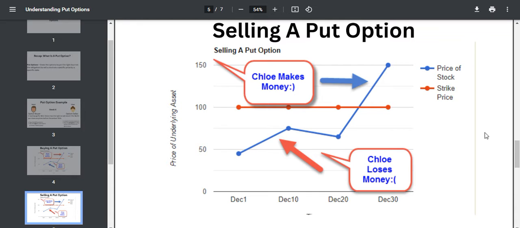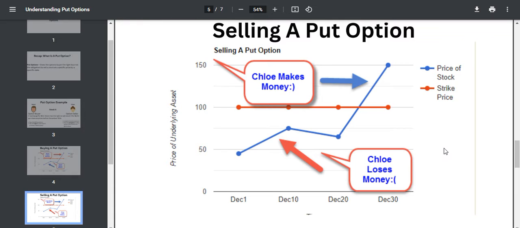And then basically Chloe walks away with $15 in her pocket. Winner, winner, chicken dinner for Chloe. But obviously, if the trade goes against her and StockX falls below $100, which is the strike price, this is the point where Chloe's obliged to buy StockX from Simon.